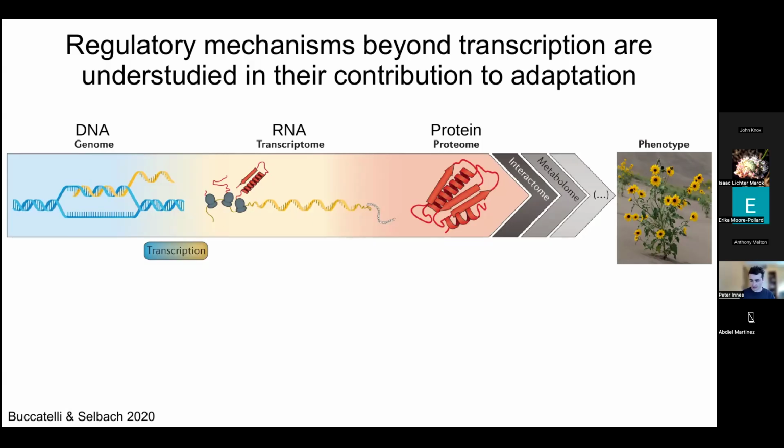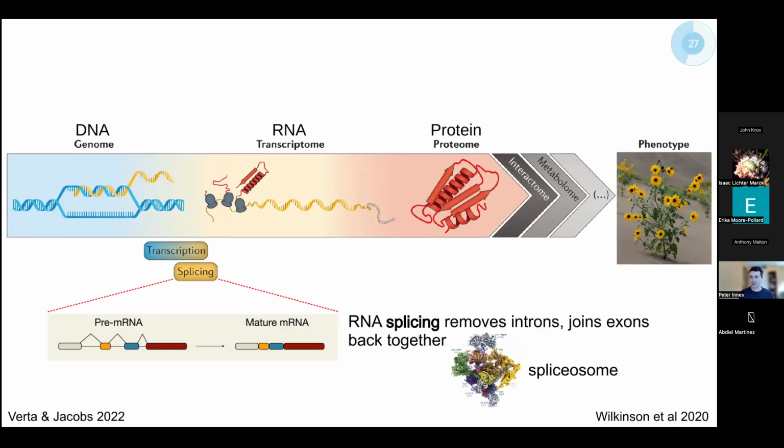And so today I'm going to be talking about transcription, but I'm also going to be talking about another regulatory mechanism called RNA splicing. As a little splicing 101, RNA splicing occurs when the introns in a precursor mRNA, shown by these thin lines, are removed and then joined back together to produce the mature messenger RNA. And this is facilitated by a dynamic network of proteins and non-coding RNAs called the spliceosome.